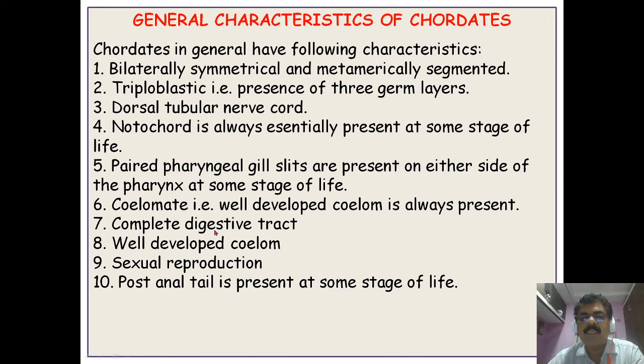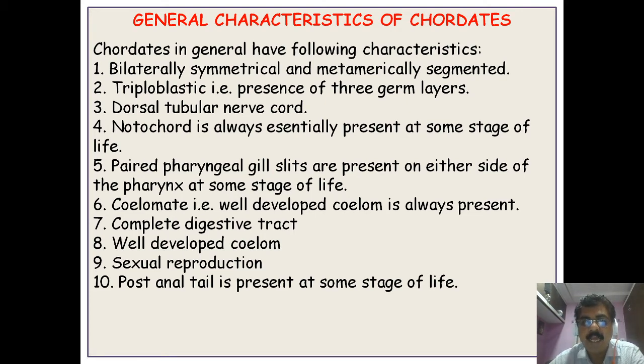Then the complete digestive tract, what does it mean? It starts from mouth, then buccal cavity, esophagus, then the stomach, intestine, rectum and the anus, along with the digestive glands, that is liver and the salivary glands. Then a well-developed coelom is with the animals. Sexual reproduction is there, which involves the fusion of male gamete, that is sperm, and the female gamete, ova. These chordates have the post-anal tail, meaning the tail is present behind the anus at any stage of life cycle.